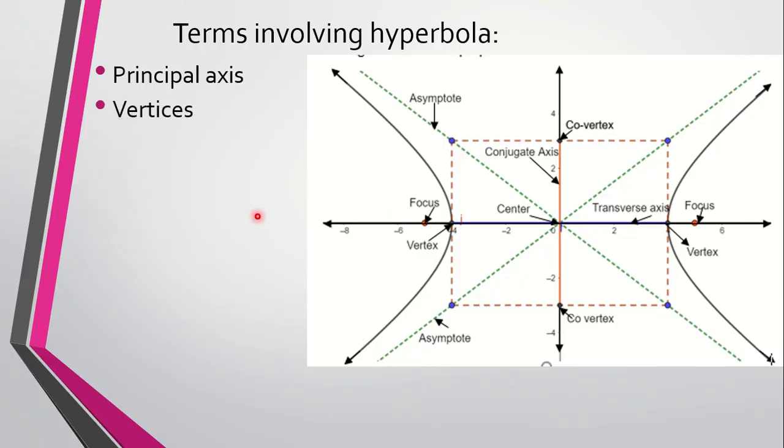Vertices. Vertices are 2 points on the hyperbola that lie on the principal axis. So, kung ito yung hyperbola natin, ito yung dalawang point na nasa principal axis. So, yan ang vertices. Dalawa na yan.